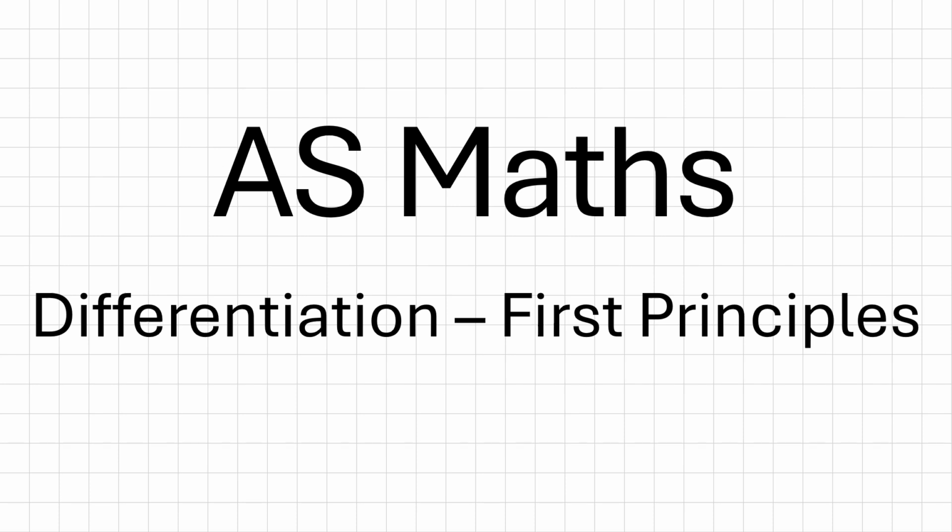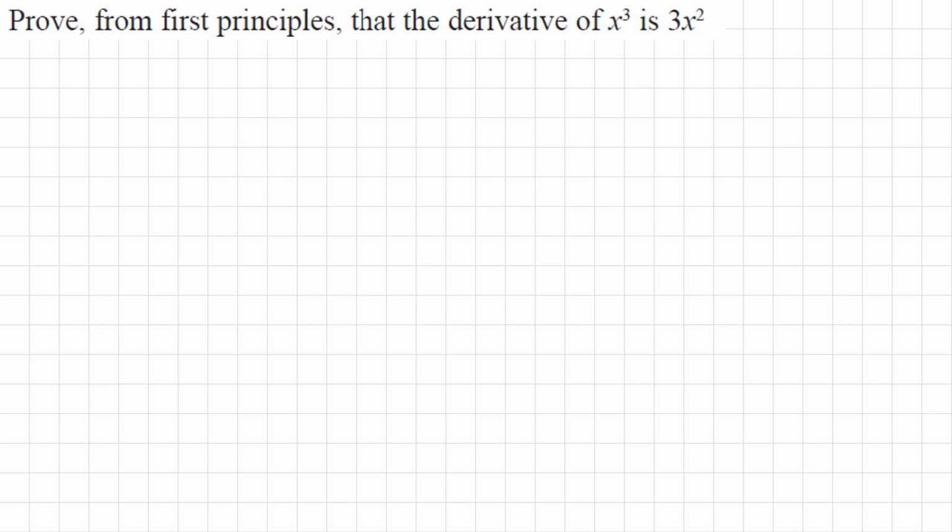This is an AS Maths question on differentiation from first principles. Okay, so in this question we need to prove from first principles that the derivative of x cubed is 3x squared. So the first thing I'm going to do is just to write down the formula that we use when we want to differentiate something from first principles.